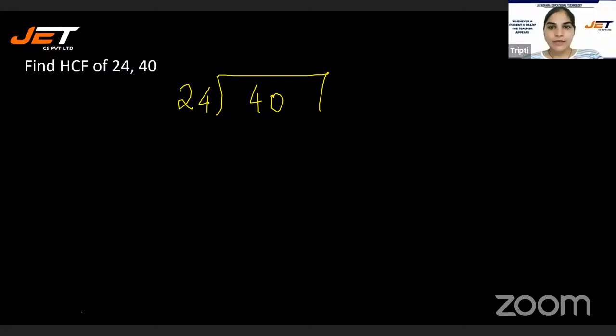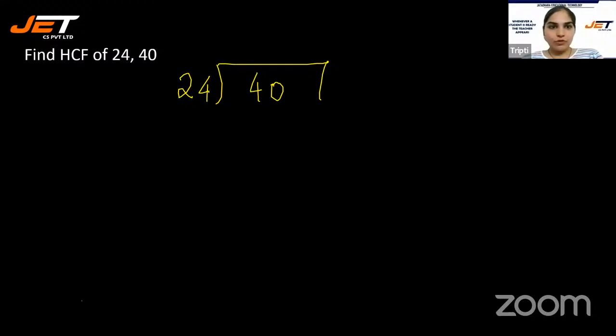All right, perfect. So let's do this. 24 times 1 is 24. This will become 10. This will become 3. I got the remainder as 16. Now, 16 will be the divisor. 24, which was the divisor earlier, will now be the dividend.